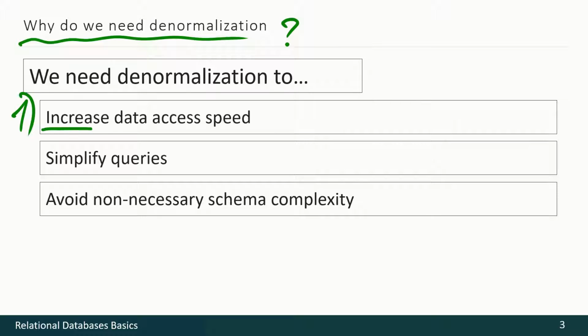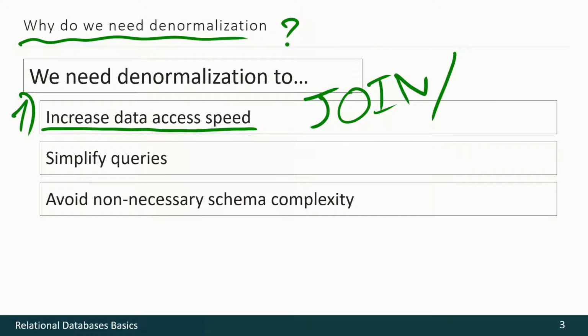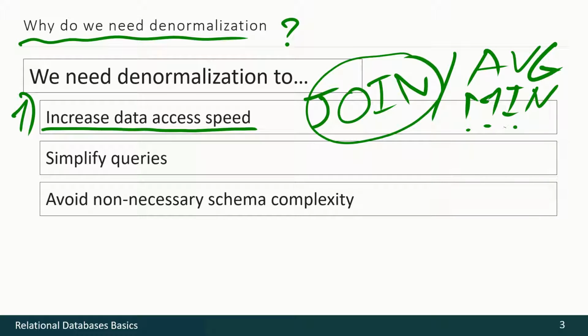First, to increase data access speed, because such queries as join or queries with some aggregation functions like, for instance, AVG, minimum or maximum and so on may be slow enough. But the result of those operations that is stored in some denormalized relation will be accessed quickly.